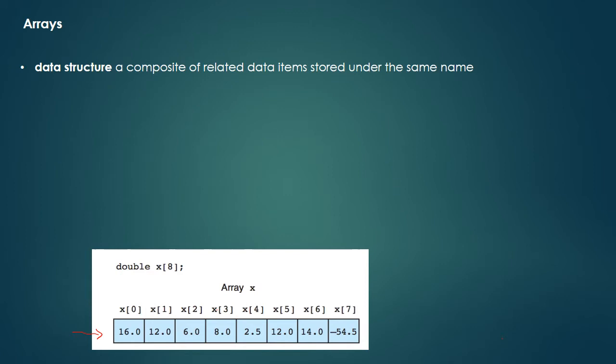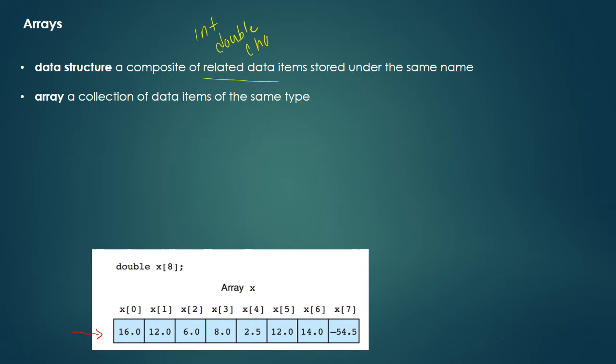An array is a data structure that's composed of related data items stored under the same name. That's just a very fancy way to say that you have related data items. What that means is that your data items in your array are going to be of the same data type. At this time, we know int, and we know double, and we know char. So you put your data type when you declare your array, and then they're under the same name, and then you name it. In this case, the name of the array down here is X. They are all of the same data type.